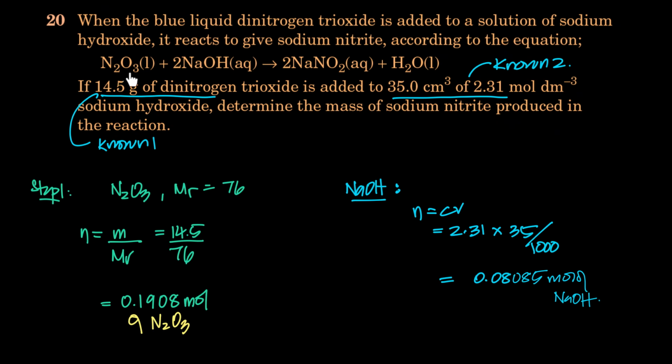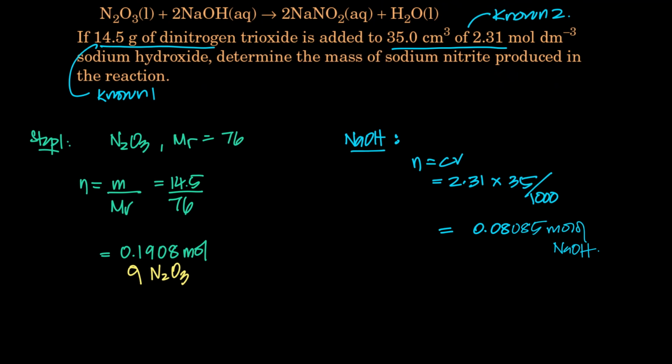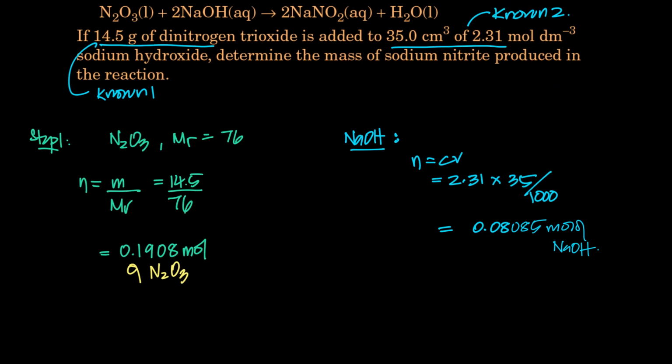Now we're going to use the equation ratio 1:2 to find which of the two knowns is in excess. That's step number 2A, before we figure out which known is in excess and which known is limiting. So either we take how many moles of NaOH will react with 0.1908 moles of N2O3, or the other way. You can start off with either. All you really need is to use the ratio of known 1 to known 2. You can start off with N2O3 and find out how many moles of NaOH you need, or start off with NaOH and find out how many moles of N2O3 you need.